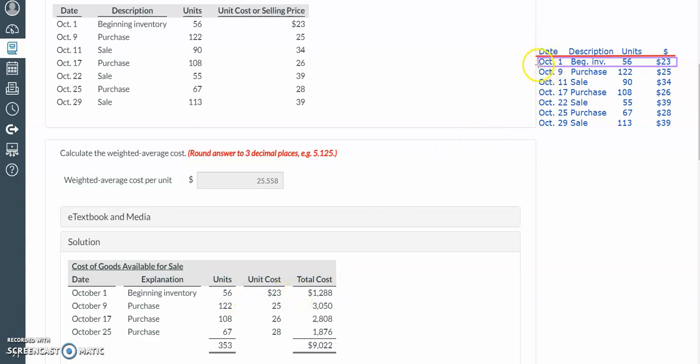Then you're going to take each of your purchases, and you're going to take the number of units that are being purchased times the unit cost. So we have these three purchases that we need to account for. And if you're doing the math, you're just going to take the units times the unit cost to get to your total cost. And you're going to do that for each and every line item. So for example, the beginning inventory is 56 units times $23 equals 1288. And you're going to do that for every purchase that the company has made.